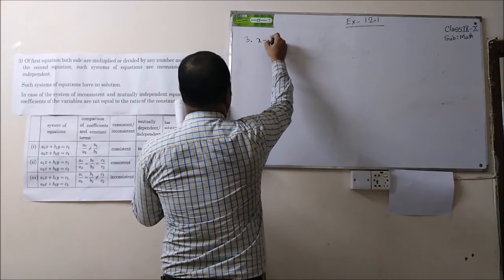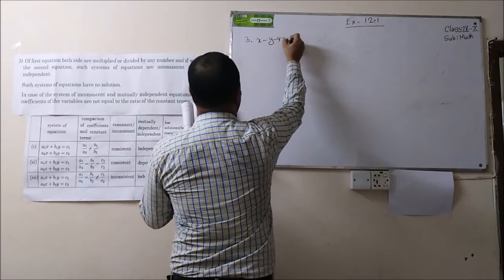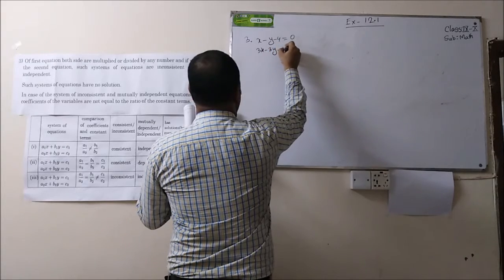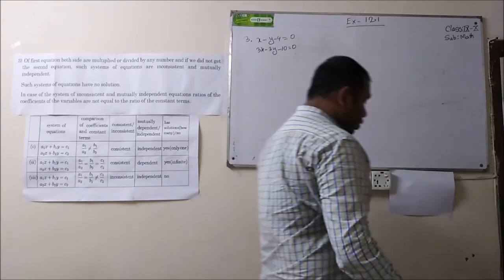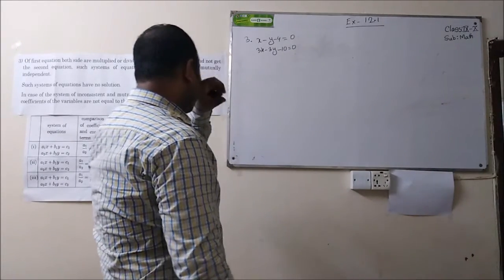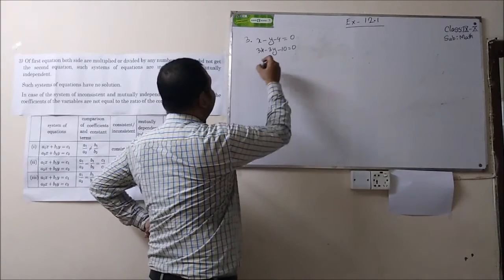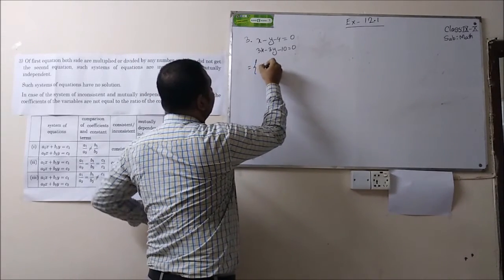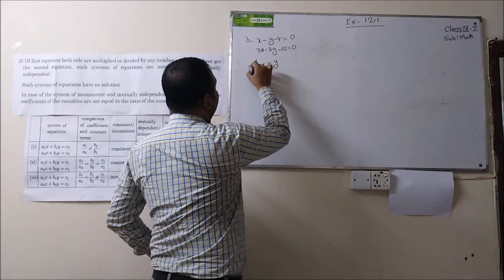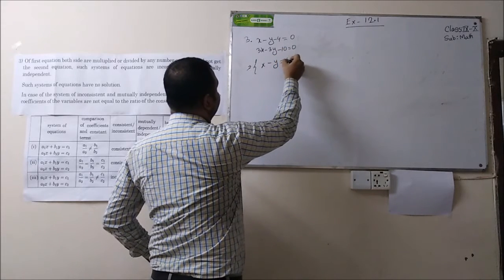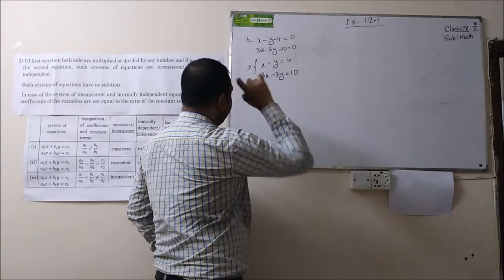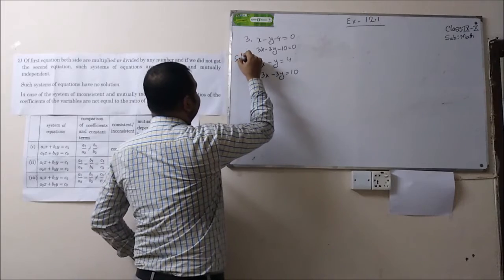So x minus y minus 4 equal to 0. 3x minus 3y minus 10 equal to 0. So I have to change the sign of the constant term. So we can write here x minus y equal to 4, 3x minus 3y equal to 10. Okay, so the solution here.